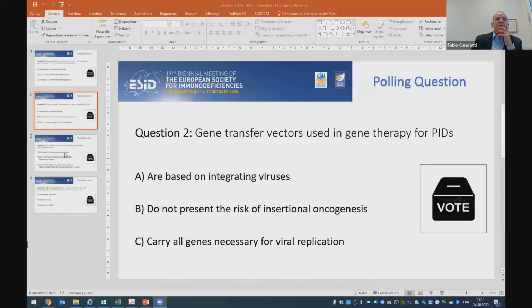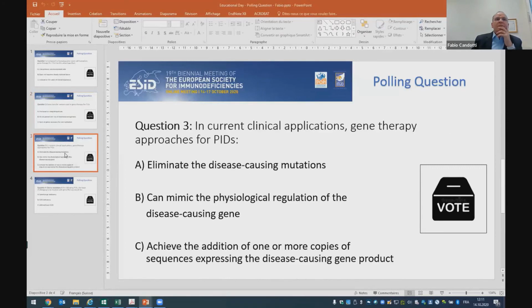Okay, so I'm going to the third question. Question number three. In current clinical applications, gene therapy approaches for primary immunodeficiency: A, eliminate the disease-causing mutations; B, can mimic the physiological regulation of the disease-causing gene; or C, achieve the addition of one or more copies of sequences expressing the disease-causing gene product? Please vote.